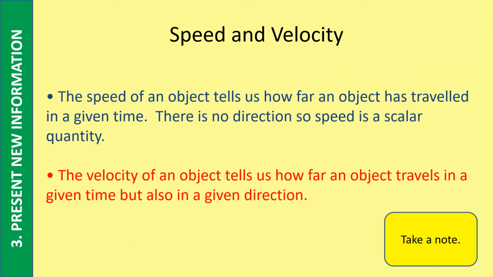So now we know the difference between distance and displacement. We can have a look at speed and velocity. The speed of an object tells us how far an object has traveled in a given time. There's no direction, so speed is a scalar quantity. The velocity of an object tells us how far an object is traveling as well, but also in which given direction it is traveling. So velocity is a vector quantity.